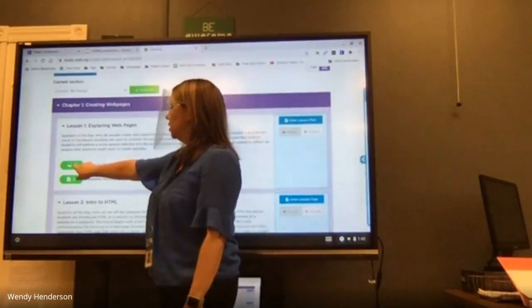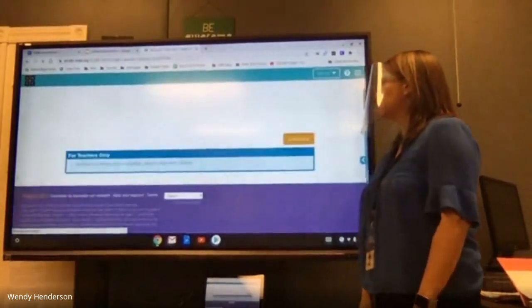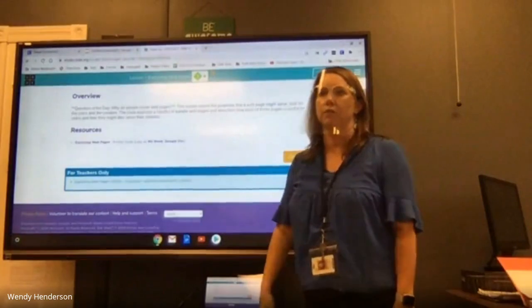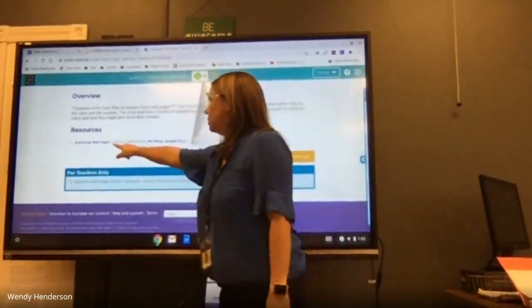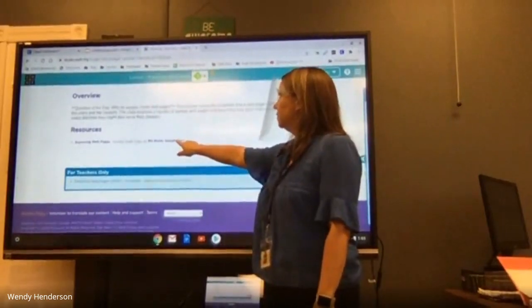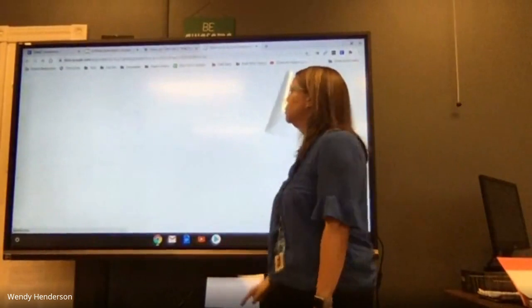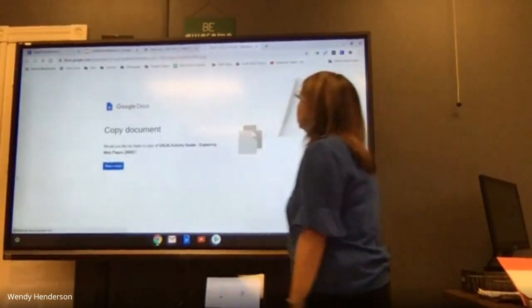So click on Lesson Overview. And we do not have any vocabulary on this lesson that we need to write in our notebook, but we will tomorrow. So let's make a copy of this activity guide. Just click Google Doc. Make a copy.